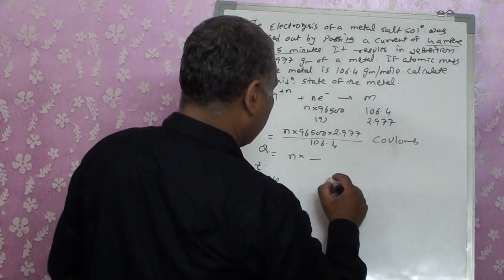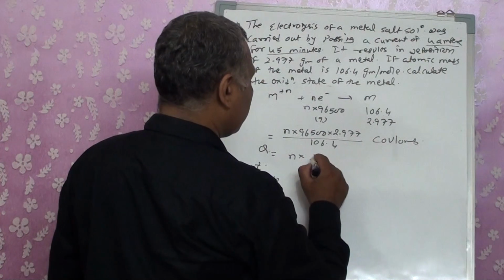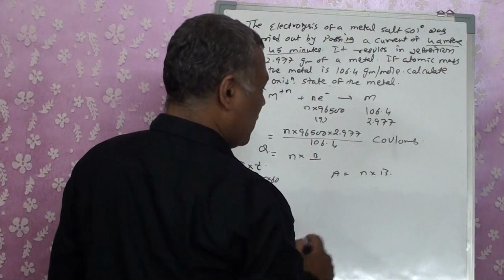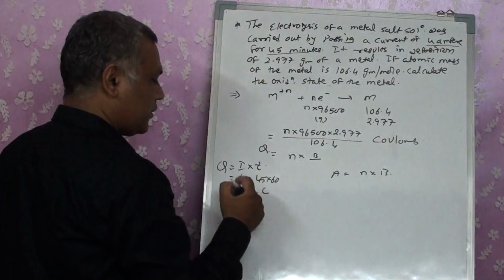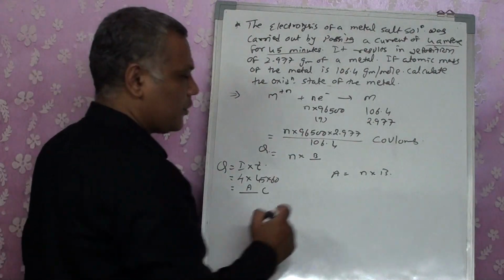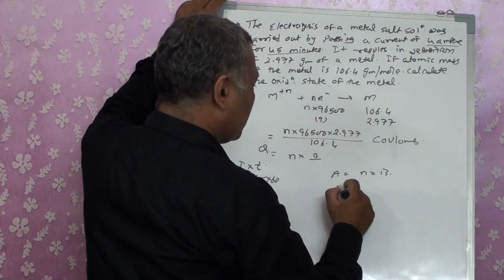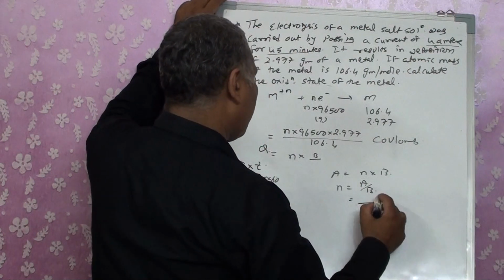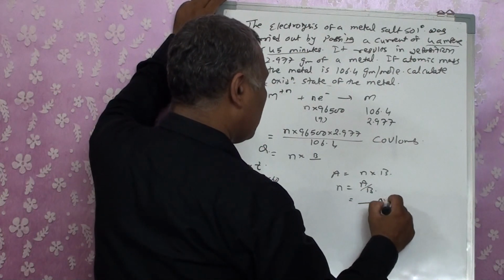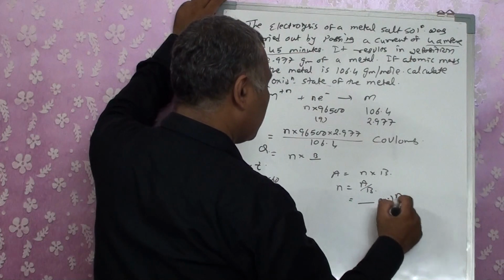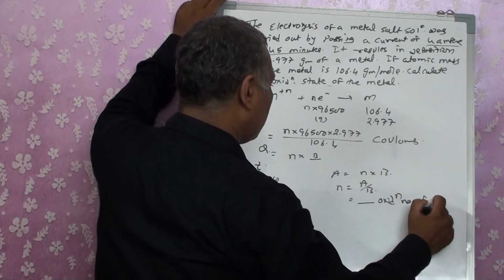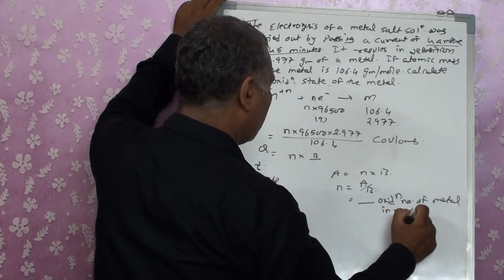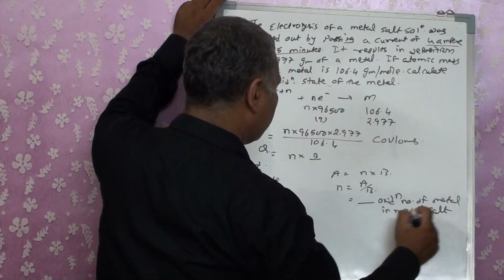So can I say that this A is equal to n into B. B we will get from this, A we will get from the multiplication of this. So what does it show? n is equal to A upon B. Whatever answer you get, that is the oxidation number of the metal in the metal salt solution.